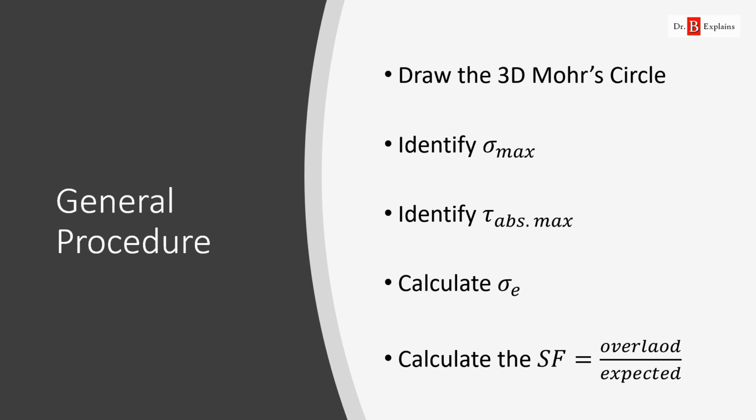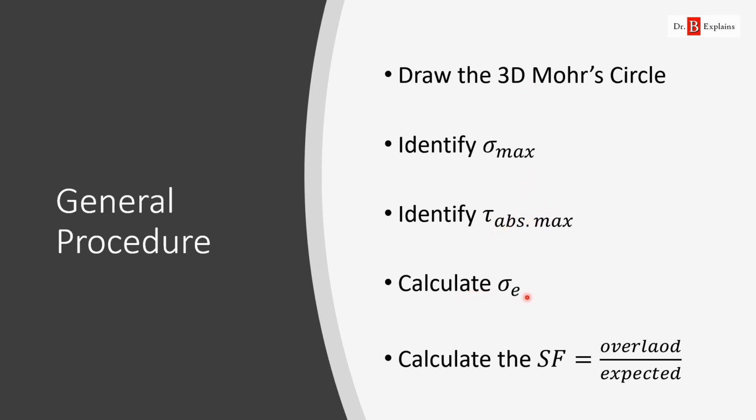Now the procedure that we're going to use to solve this problem goes as follows. First, we're going to draw the 3D Mohr circle. Once we have the 3D Mohr circle, we're going to identify what I call sigma max. You won't see this in the textbooks, but this is my way of saying that we're going to look at all the 3 different Mohr circles. And for the biggest one, we're going to look at the value of the principal stresses, specifically the biggest magnitude. We're also going to be looking at the tau absolute maximum shear stress. Again, this one's going to come from the biggest circle from the 3D Mohr circle.